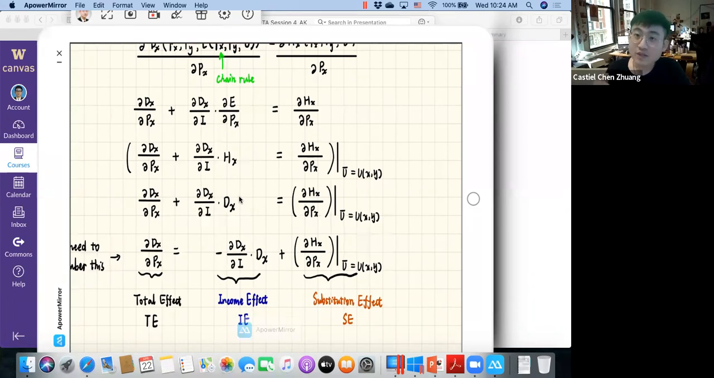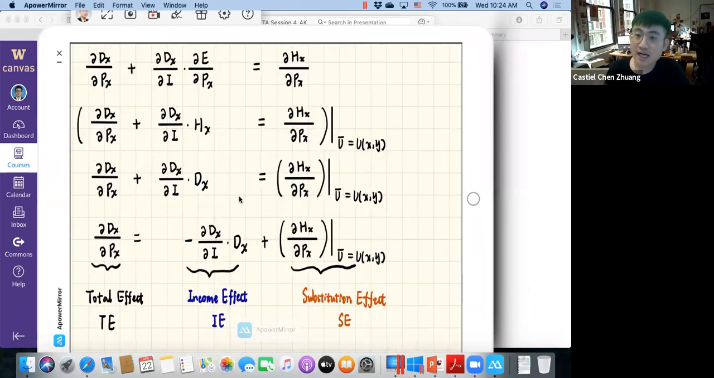So by fixing your utility level, it's actually compensating the loss of your purchasing power, right? And that's why we call it compensated demand.